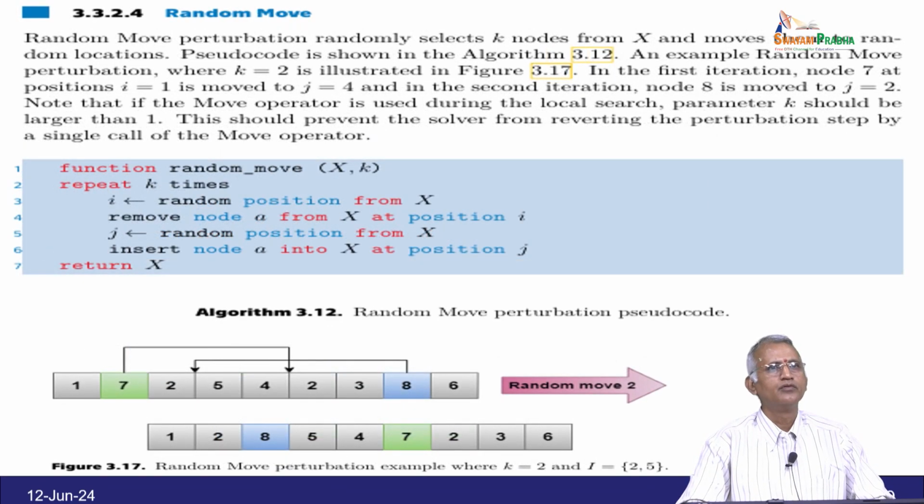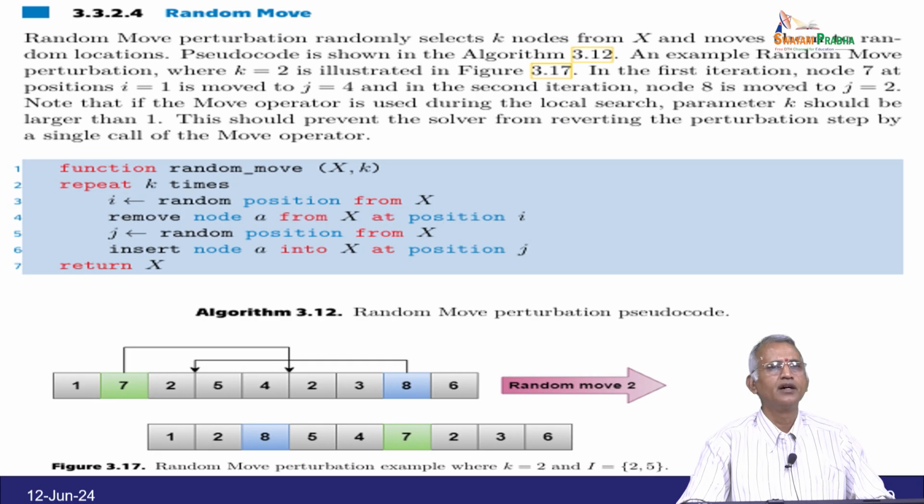Next, random move. Random move perturbation randomly selects k nodes from x and moves them to random locations. Pseudocode is shown in the algorithm 3.12. An example, random move perturbation where k equal to 2 is illustrated in the figure 3.17. In the first iteration, node 7 at the position I equal to 1 is moved to j equal to 4, and in the second iteration, node 8 is moved to j equal to 2.